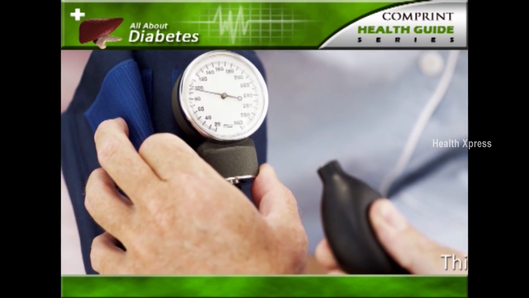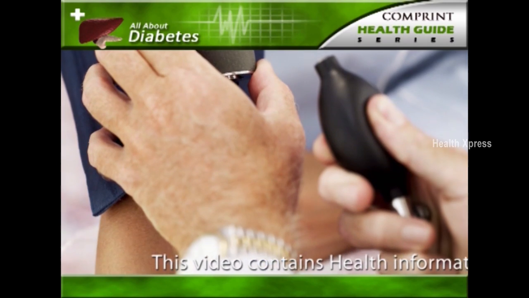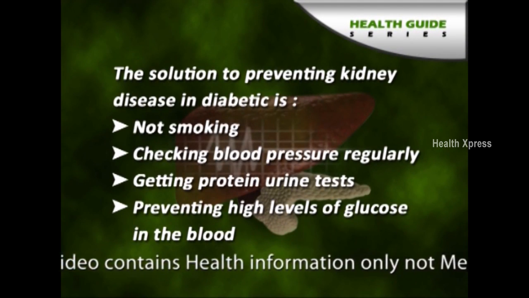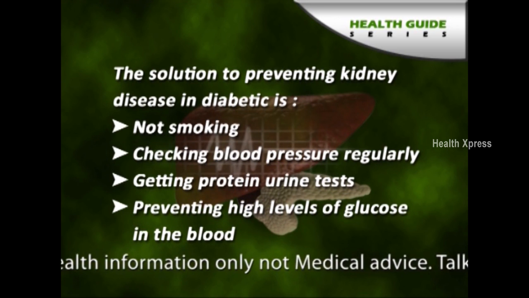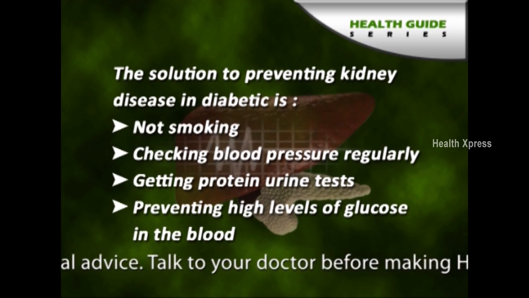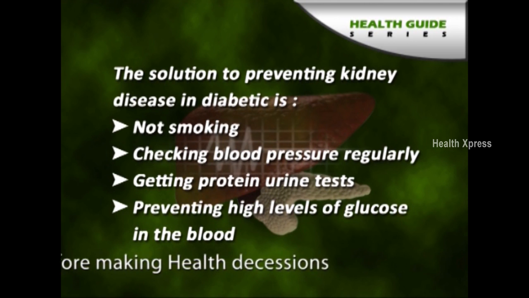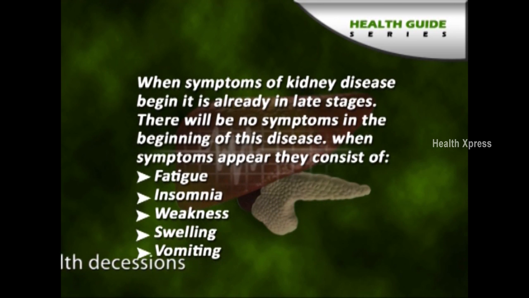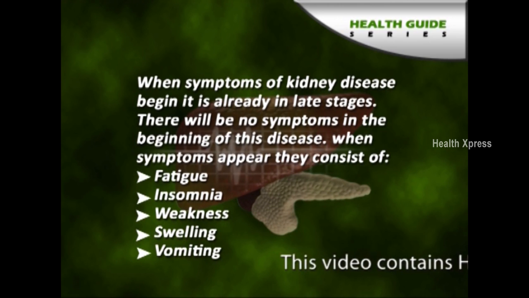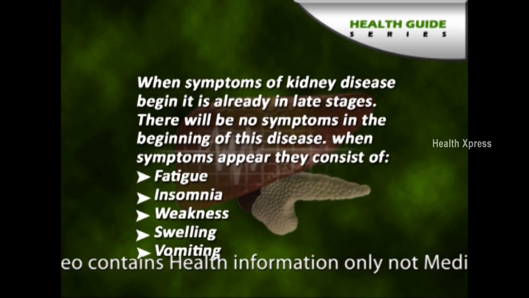High blood pressure is considered the major factor in kidney problems developing in persons with diabetes. The solution to prevent kidney disease in diabetics is not smoking, checking blood pressure regularly, getting a protein urine test, and preventing high levels of glucose in the blood. When symptoms of kidney disease begin, it is already in late stages. There will be no symptoms in the beginning of this disease. When symptoms appear, they consist of fatigue, insomnia, weakness, swelling, and vomiting.